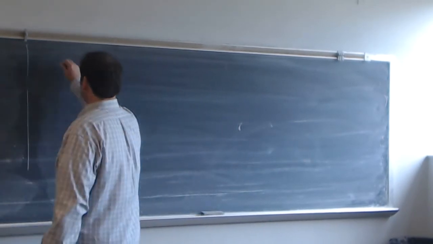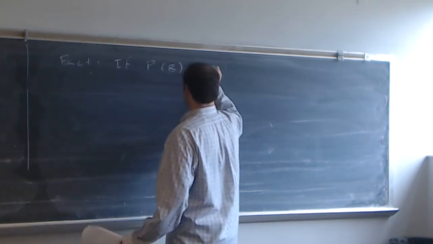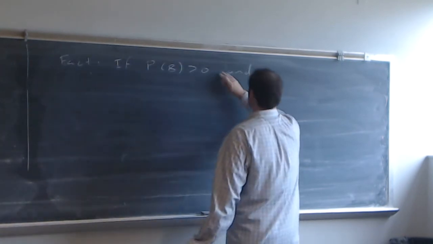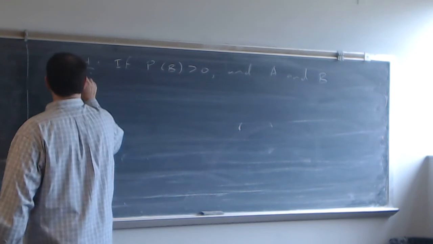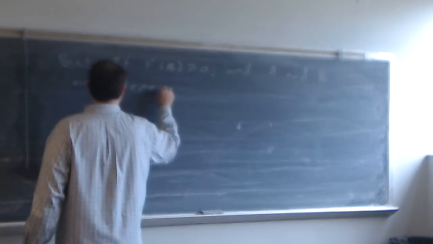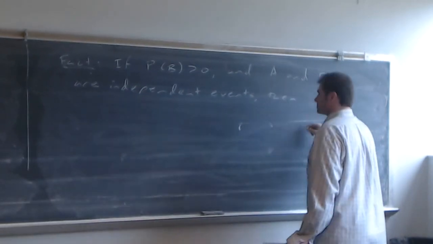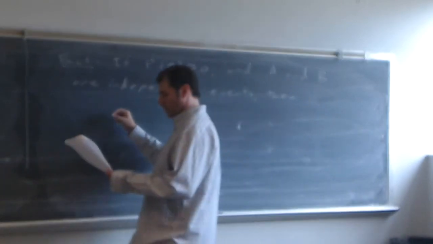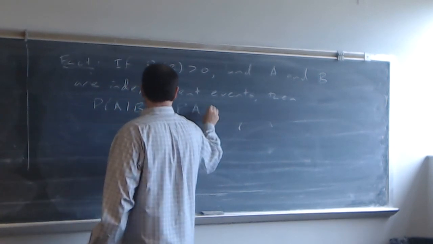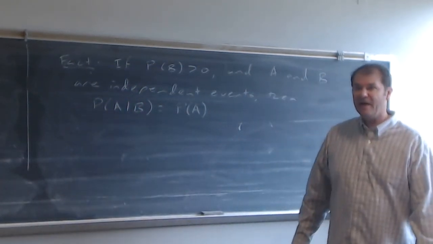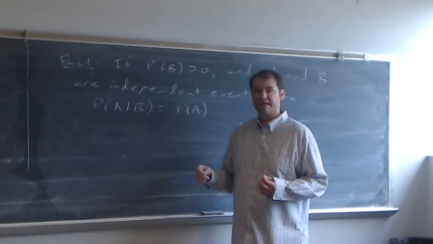So here, the fact says if the probability of B is greater than 0, and A and B are independent events, then the probability of A given B is equal to the probability of A. And that fact really captures the idea of A and B being independent.